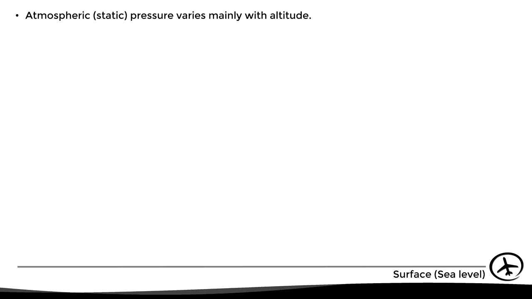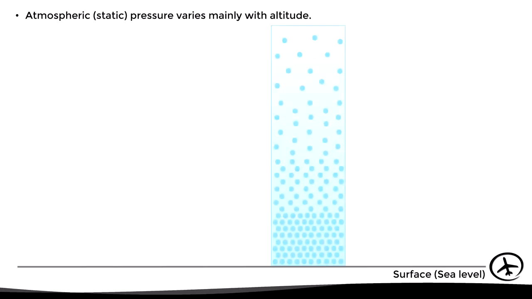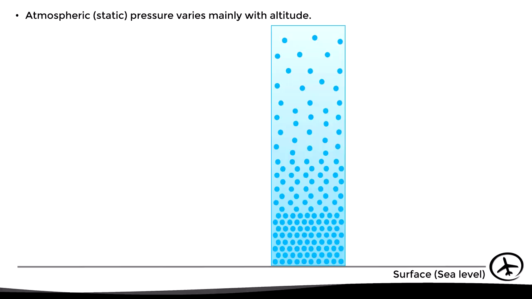Well, the atmospheric pressure, or static pressure, varies mainly with altitude, but let's see why. Here we have the surface, which in this case we are going to assume is at sea level. And here we have a column of air above it that spreads up into the atmosphere. As we can see, the air molecules are much closer together at the bottom, near the surface, while as we go up, they separate more and more.